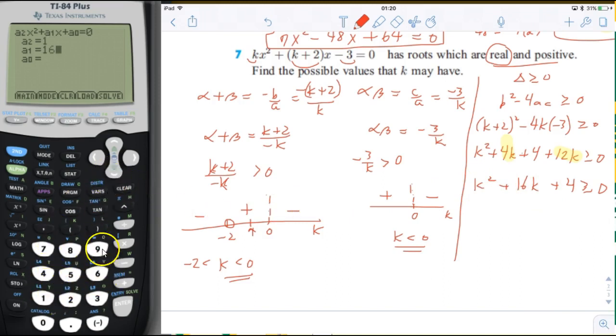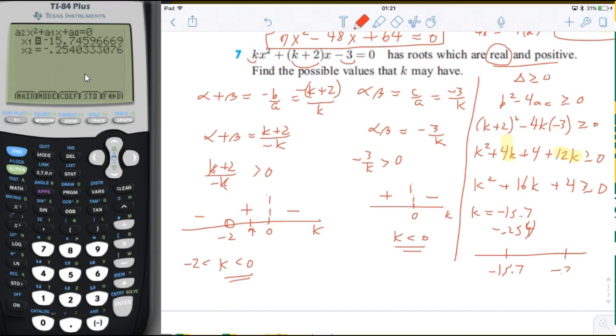And if you have never used poly-SMLT before, yeah, it's magic, huh? So we got negative 15.7 and negative 0.254. These are the two values of k which make the roots 0. So we're going to make one last sign diagram where we have negative 15.7 and we have negative 0.254.